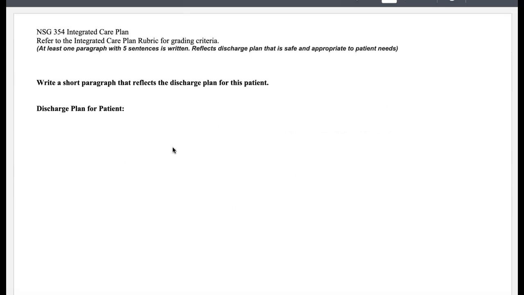The last part of this is you're going to write a short paragraph that reflects the discharge plan for this patient. What would you expect you would need to teach them? You need at least 5 sentences that reflect appropriateness for whatever is going on with that patient. So I hope this helps.